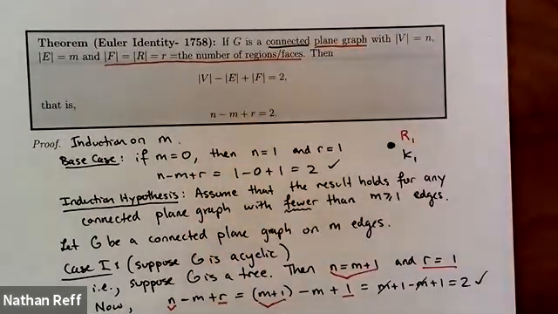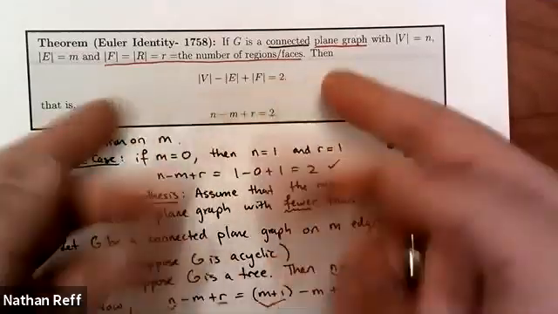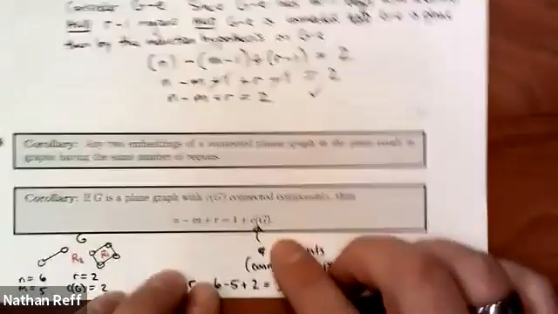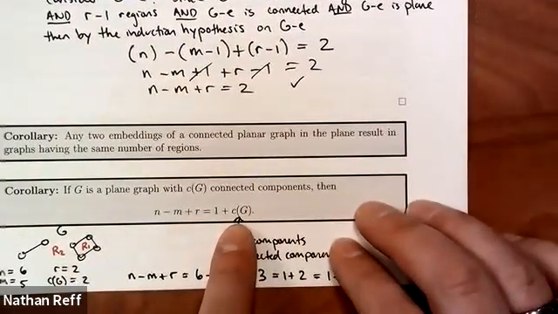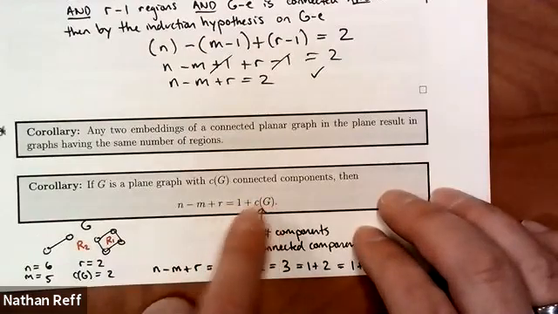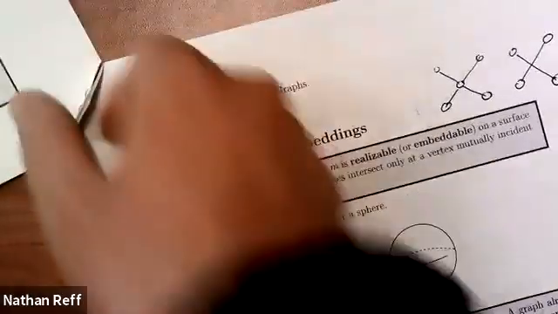So that's telling you there's a really nice relationship between all those parameters. And you can prove it for the general case that the graph is disconnected but still planar. Instead of being 2, it'll be 1 plus the number of connected components. Okay, so that's where we left off.